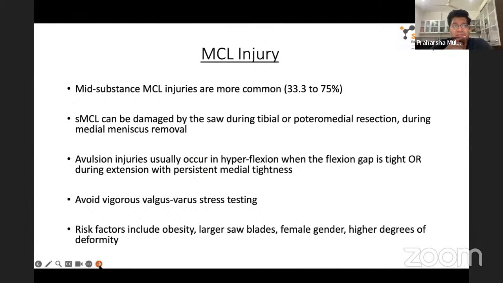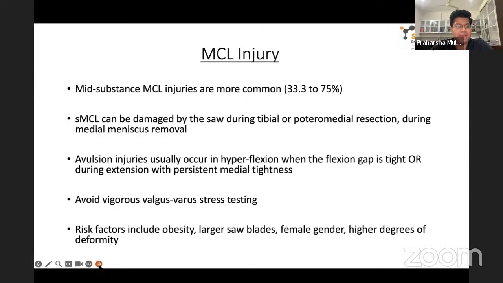The mid-substance injuries are the most common injuries, accounting for almost 75%. The superficial MCL can be damaged by the saw during tibial or posteromedial femoral resection, or even during medial meniscus removal when you do it with a knife or a cautery. Avulsion injuries usually occur if you suddenly hyperflex the knee when it has tightness, or in cases where there is persistent medial tightness as you extend the knee.